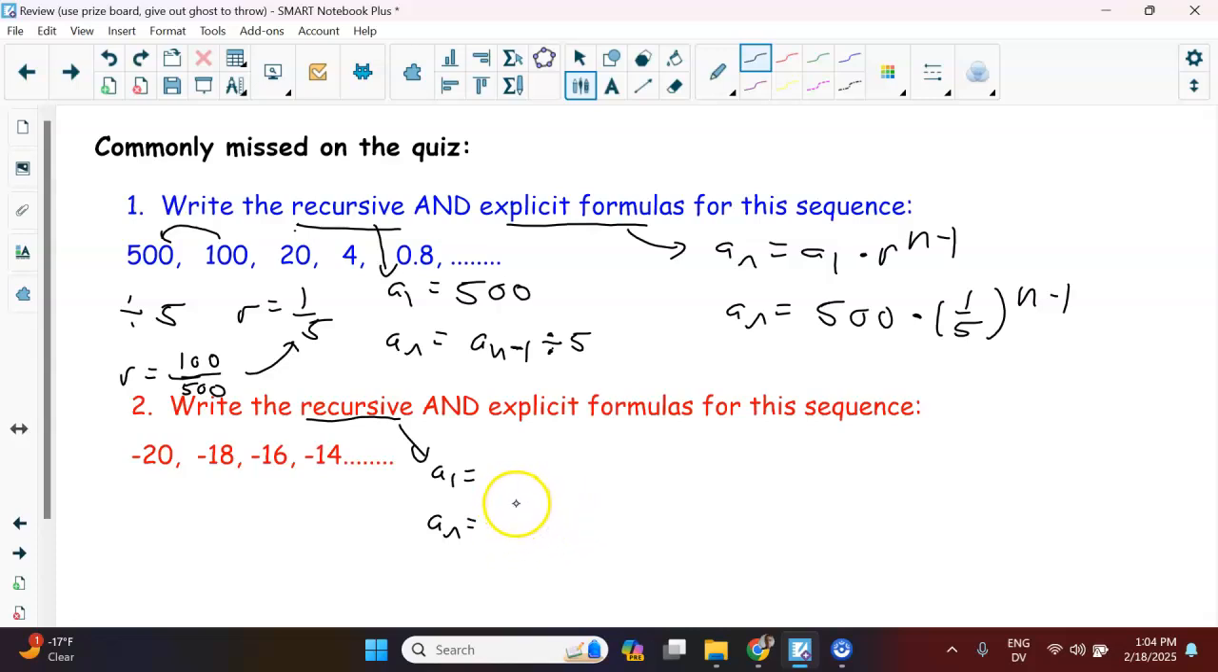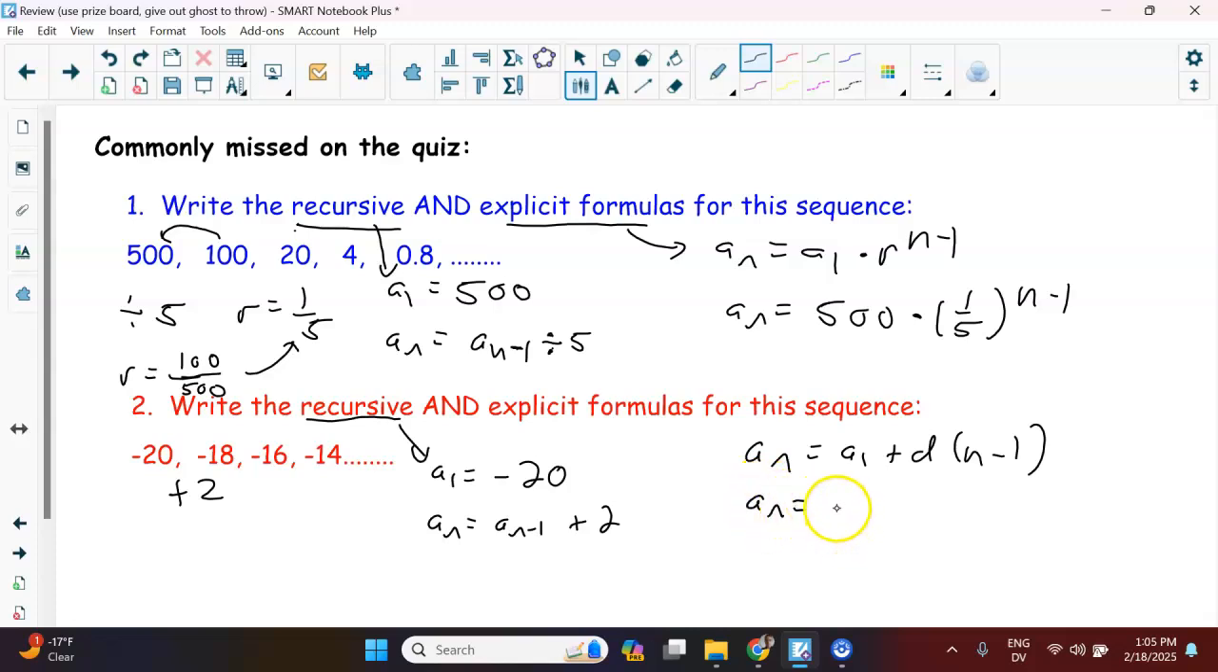Okay, so for recursive, this one's just adding by 2. So the recursive formula would say start at -20, that's a_1, and then to get a_n, the next term, take a_(n-1) and just add 2, because you're just adding 2 each time in that pattern. Okay, and as far as the explicit formula goes, again, this would be an arithmetic pattern, so it's a_1 plus d(n-1). That's the arithmetic explicit formula, where a_1 is the -20, d is the 2, and so that would be the explicit formula right here.